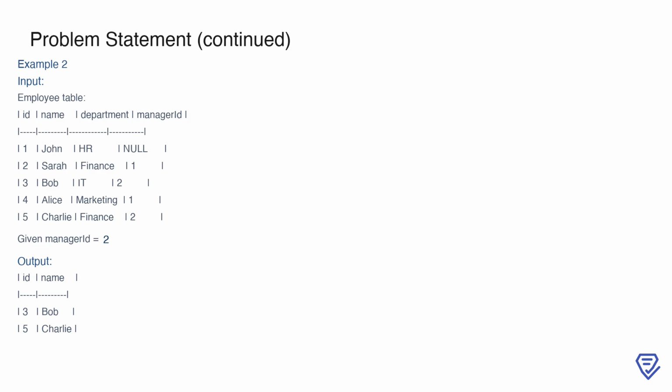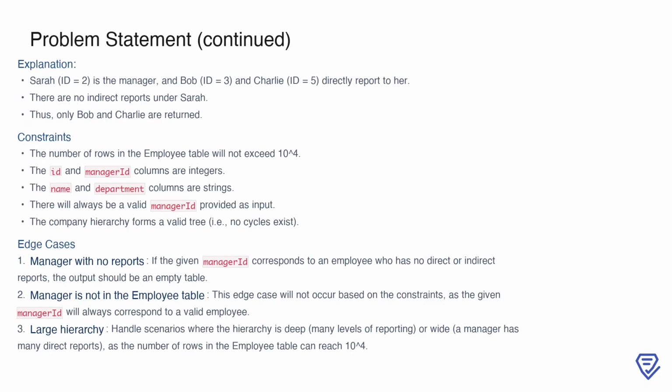Now, consider another example where the manager ID is given as 2. This means we are looking for all employees who report to Sarah, either directly or indirectly. In this case, Bob and Charlie are direct reports of Sarah, as their manager ID is 2. There are no other employees further down the hierarchy reporting indirectly to Sarah. Hence, the output table consists of just Bob and Charlie, with their IDs and names listed in ascending order. To further clarify, Sarah is the manager here, and both Bob and Charlie report directly to her. There are no additional levels of hierarchy beneath Sarah.